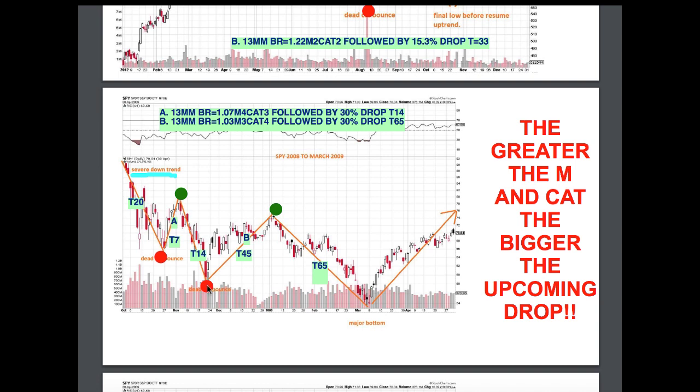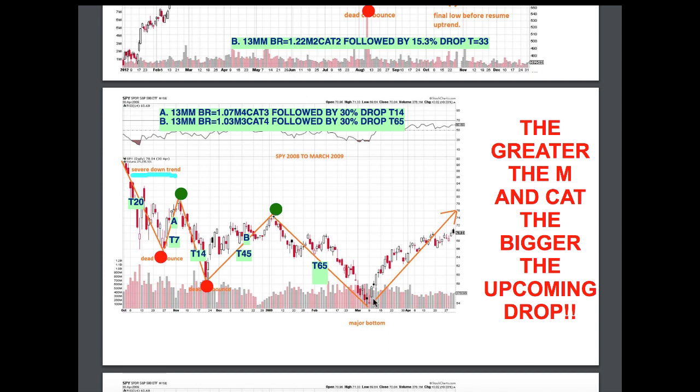So the move higher here from this red point represents the lowest point on this chart after bounce A. This move higher is actually a greater move percentage-wise than the drop. And you've got a situation where you're going from magnitude 4, category 3, followed by a 30% drop after this bounce A. Then on bounce B the ratio is still over 1. The ratio is still over 1. And you've got about the same metrics, magnitude 3, category 3, that is also followed by another 30% drop.